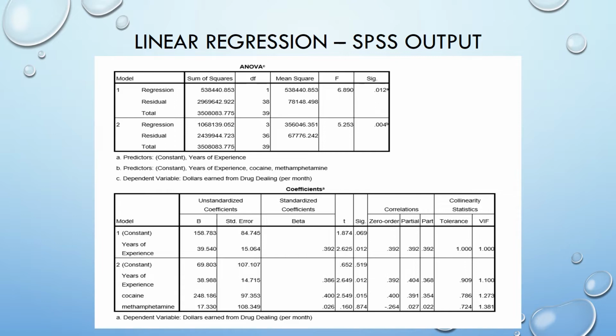Finally, before we move on, you'll notice model 2 in that same coefficients box. We've added not just years of experience, but we've also added in those 2 dummy variables that capture the type of drug sold. So we see cocaine and methamphetamine. And this is where it gets fun, because we start adding in more information to give us a better idea to predict our outcome.